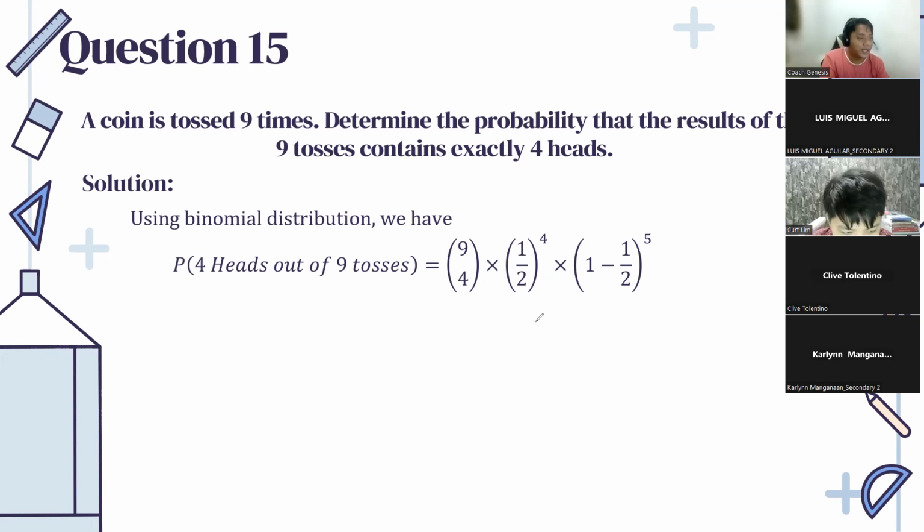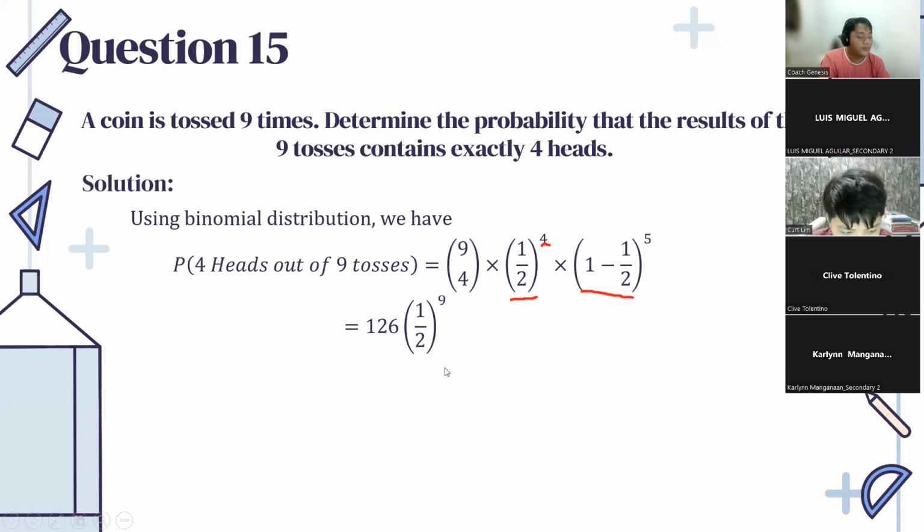So that will just be 1/2 raised to 4 because you need 4 heads. Also, for the other 5 tosses, you get 1 minus 1/2. This is convenient for us because the probability of getting a head and a tail for this coin is equal, 1/2 and 1/2. So you'll have 9 choose 4, which is equal to 126, multiplied to 1/2 raised to 9, because 1 minus 1/2 is still 1/2. Right? So 1/2 raised to 4 multiplied to 1/2 raised to 5 is 1/2 raised to 4 plus 5 or 9.